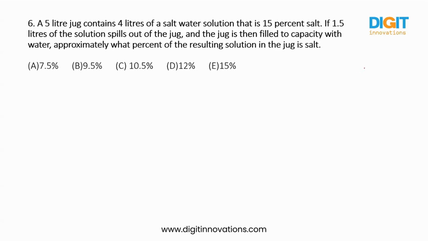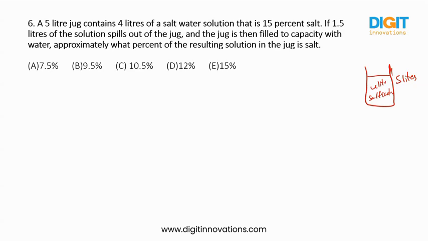So there is a jug which can fill 5 liters of water. But in that jug I have only 4 liters, which contains both salt and water. In these 4 liters, 15% is salt and the remaining is water. And from that 4 liters, 1.5 liters is being spilled out, that means poured out. In the same 15% ratio, the spilled solution will be out, rather than it being only salt or water.